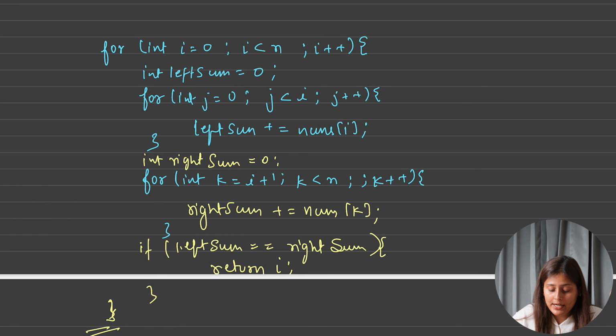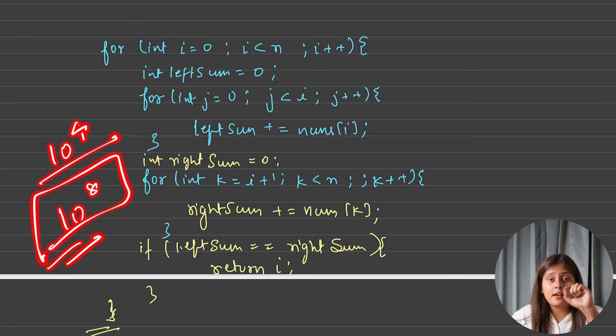And what was the constraint for n? It was 10 power 4. So n square will become 10 power 8. Till this it can run, but it will be very slow. So hence we need to optimize this.